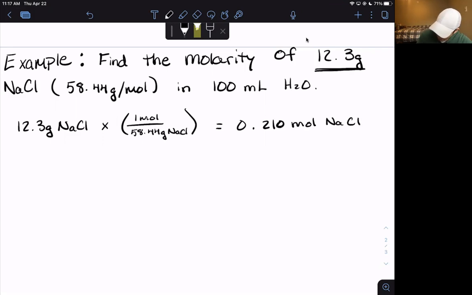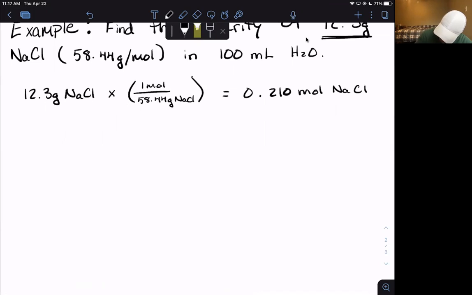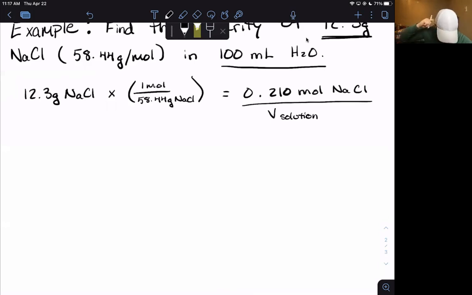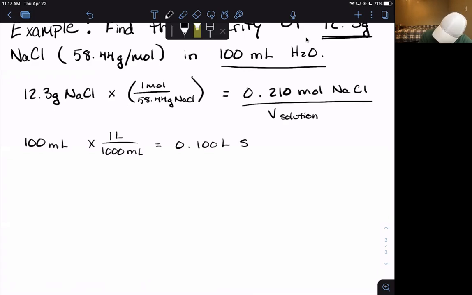NaCl. And now we have to look at what volume we're in, because remember, molarity is moles of solute per volume of solution. And we assume that the volume of solution is the same as our 100 milliliters of water. So we have 100 milliliters times 1 liter for every 1,000 milliliters, and we get 0.100 liters of solution.